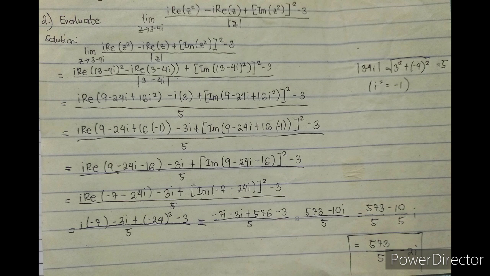That is equal to i times -7, minus 3i, plus (-24) squared, minus 3, all over 5, which is -7i - 3i + 576 - 3 all over 5, equal to 573 - 10i all over 5. Separating the fractions, 573 over 5 minus 10 over 5 i, which is equal to 573 over 5 minus 2i.